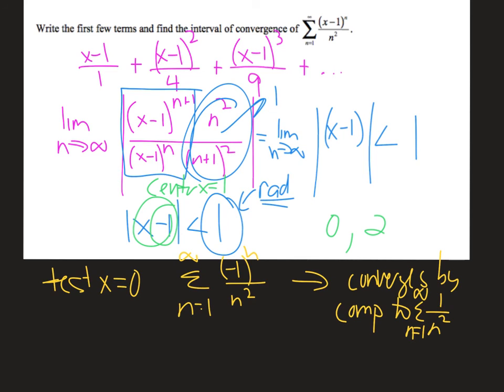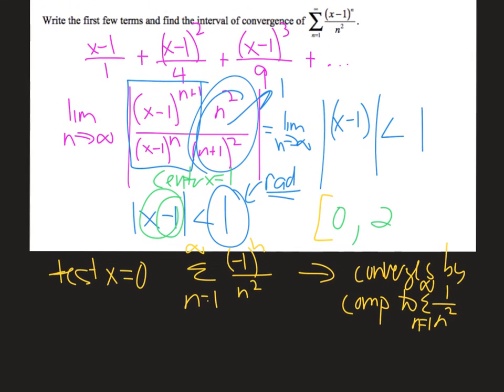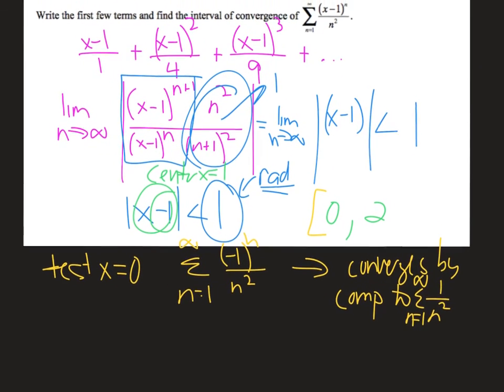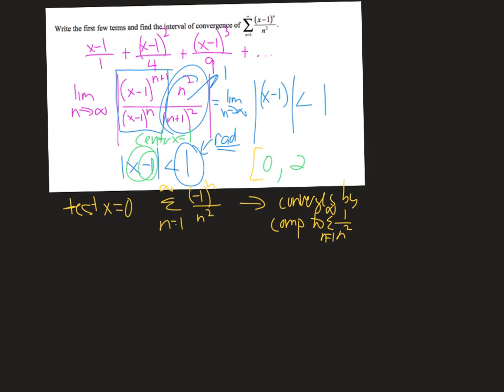You could have also done an alternating series argument: that 1 over n squared is going to 0. And you have negative 1 to the n, so we will have convergence there also. Let's see what else we got. So I need to check the 2 endpoint.